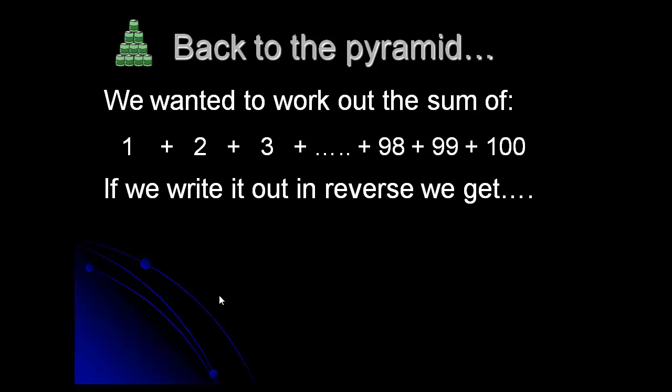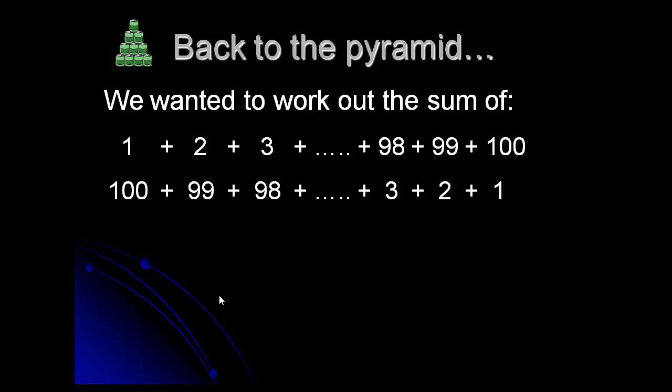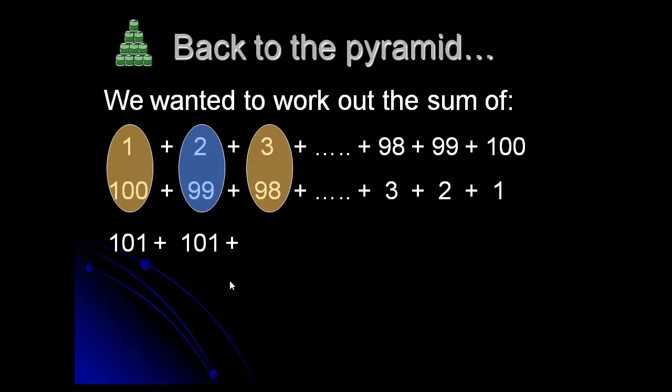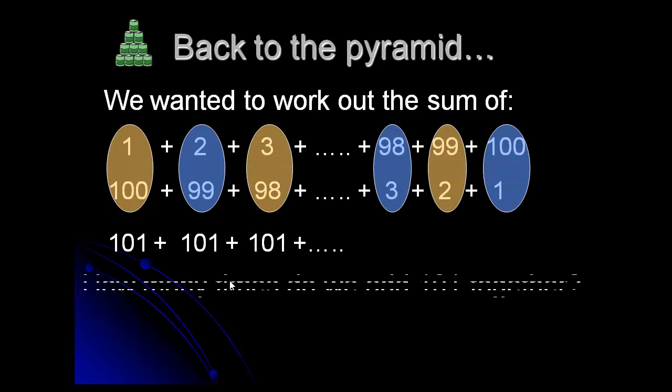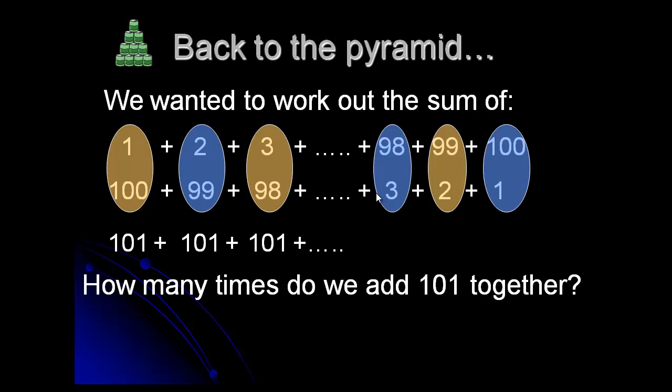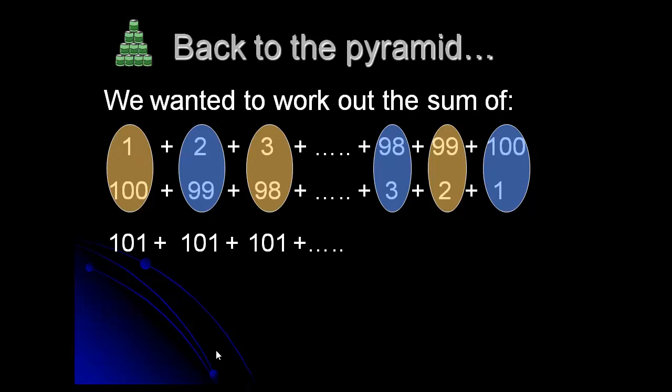Well, if we write the same list out in reverse, we get this. And if we add this first term from both of them, which is actually the first here and the last here, isn't it? And we keep going on like that, we discover that it always adds up to the same thing. We get 101 each time. But how many times have we done that? We've done it 100 times, haven't we? And we end up with that.